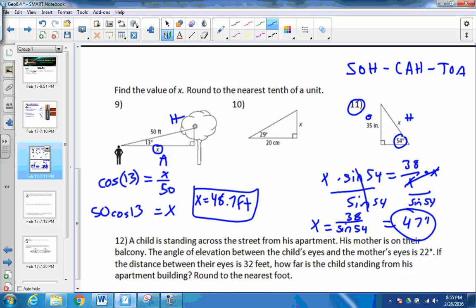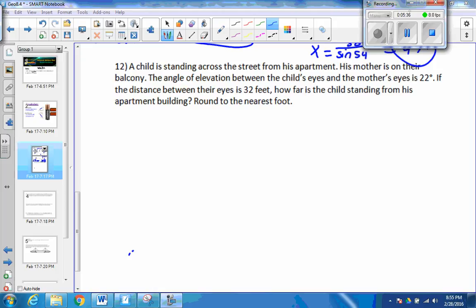But really the important things here are looking at these examples of real world problems where there could be angles of elevation or angles of depression. So let's take a look at number 12.